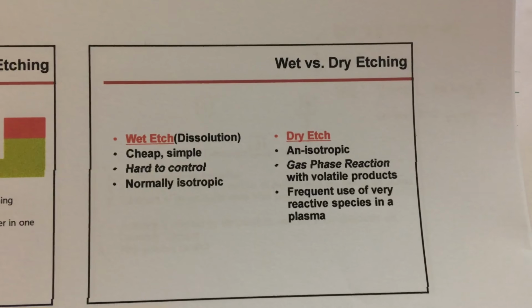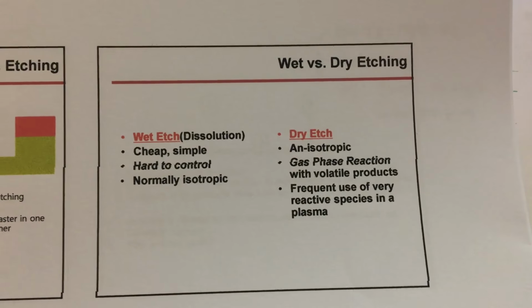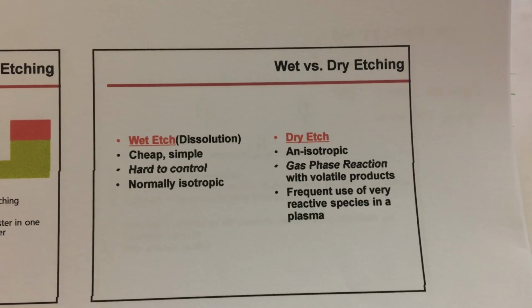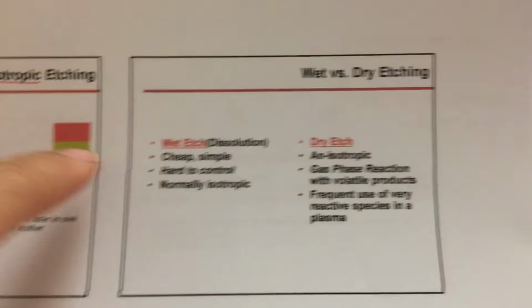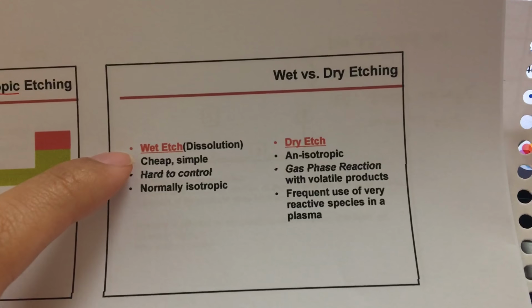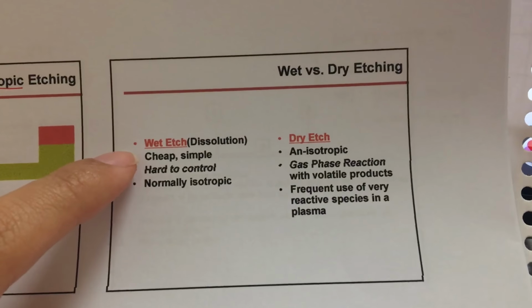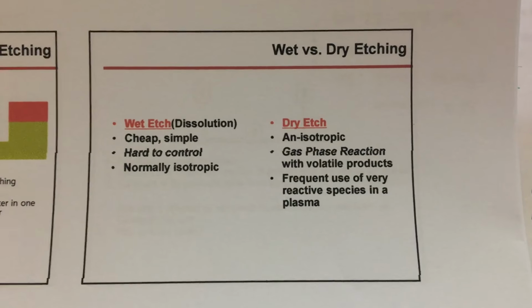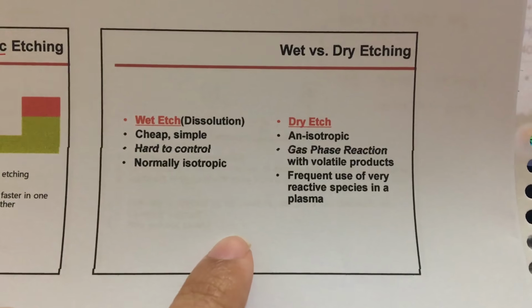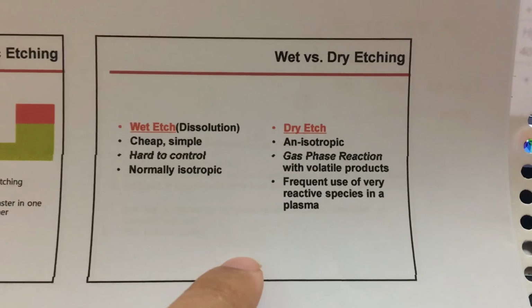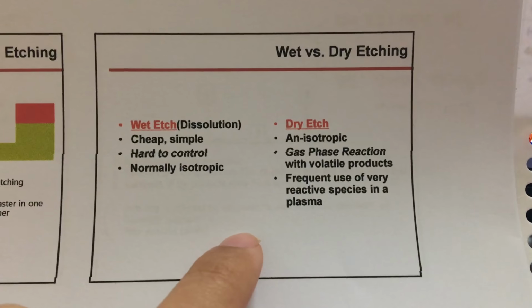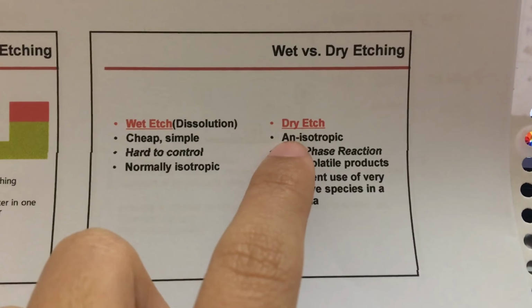The first etching processes used liquid phase etchants. Wet etchants are usually isotropic. The second etching processes used dry etchants. Dry etching is usually anisotropic.